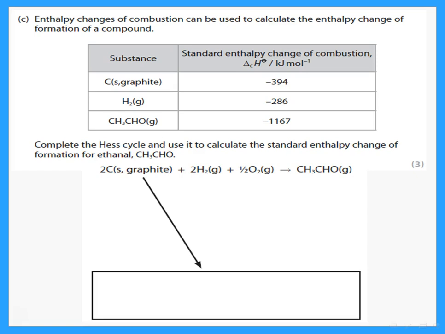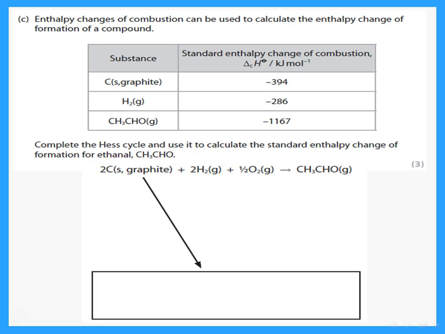Then he says enthalpy changes of combustion can be used to calculate the enthalpy change of formation of a compound. Remember, we said there is Hess's law or Hess's cycle, and we said going from reactants to products one way has the same total enthalpy change as going through another pathway. And here, he gives me this equation and he says, complete the Hess cycle and use it to calculate the standard enthalpy change of formation of ethanol.